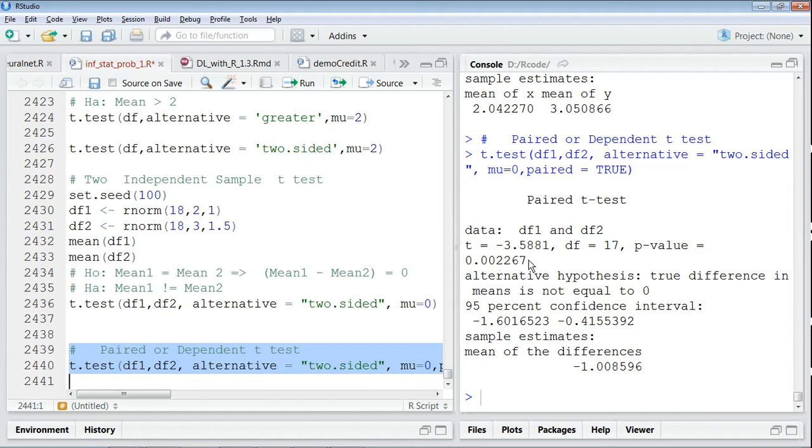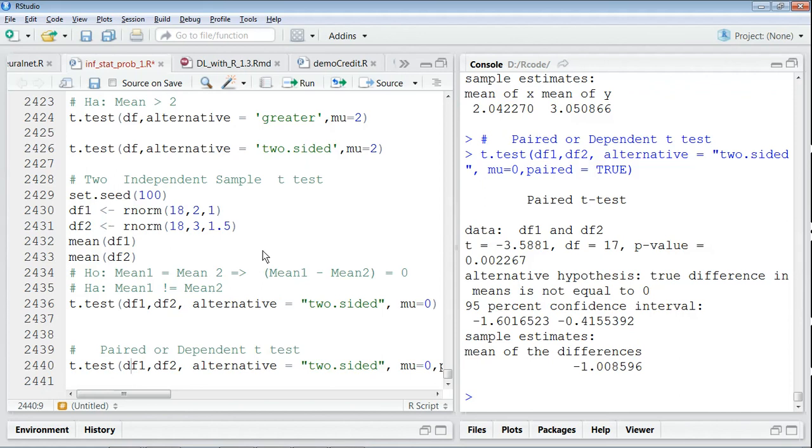Again, we can see that the p-value is very, very low and lower than 5%, implying again that we should reject our null hypothesis. In both the cases, the two independent sample t-test and the paired t-test, we could see that the mean values from both the samples are not the same.